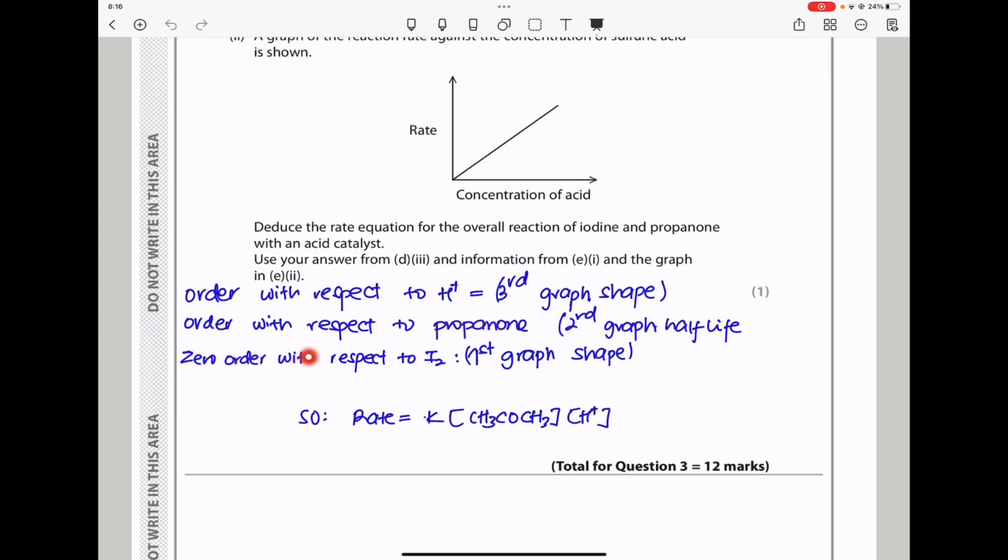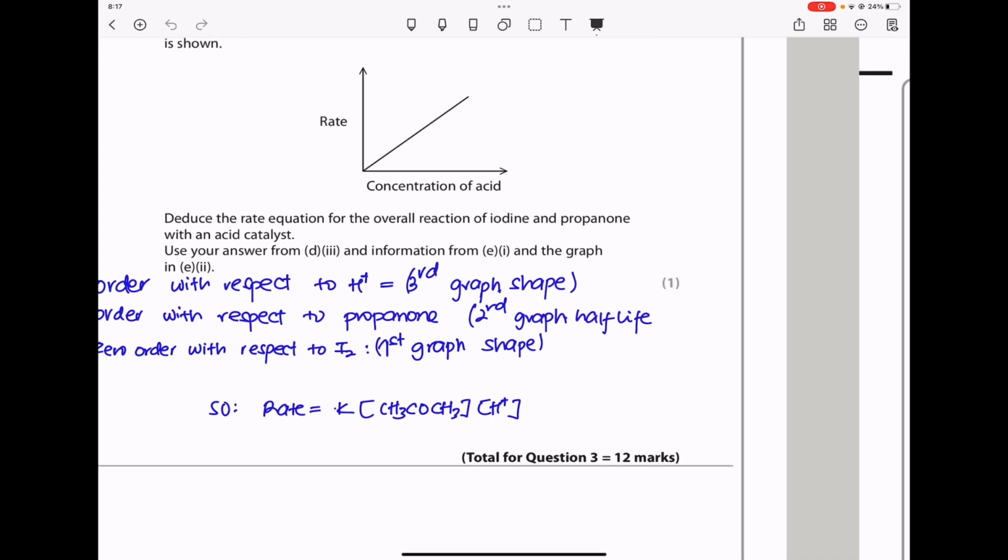But the first graph had a negative gradient, so this is zero order with respect to iodine. So the overall rate equation is rate equals k, concentration of propanol to the power 1 times the concentration of the acid to the power 1, because the order with respect to both of these is 1. So this brings us to the end of question 3. Let's continue to question 4.